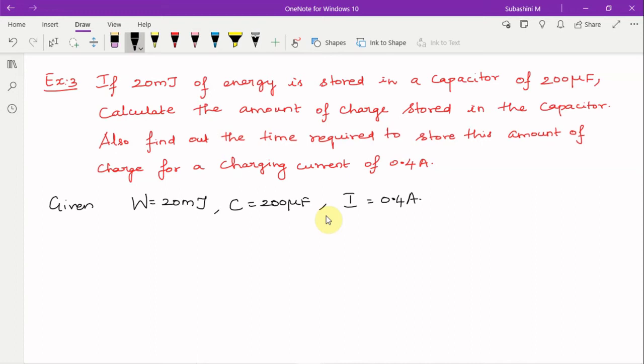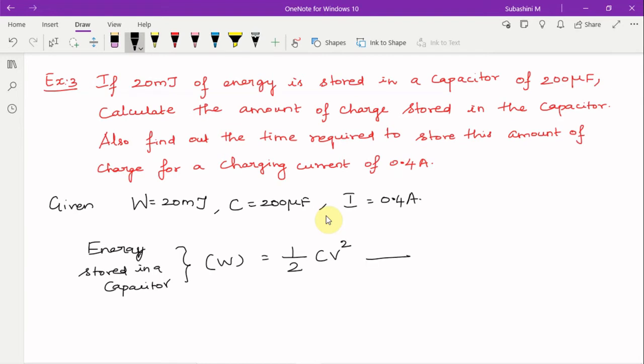So the energy stored in a capacitor can be calculated by this formula, 1/2 CV square, right? Let this be the first equation. Also, we know that capacitor is nothing but charge per voltage. Let capacitor be represented by the symbol C. Let this be the second equation.